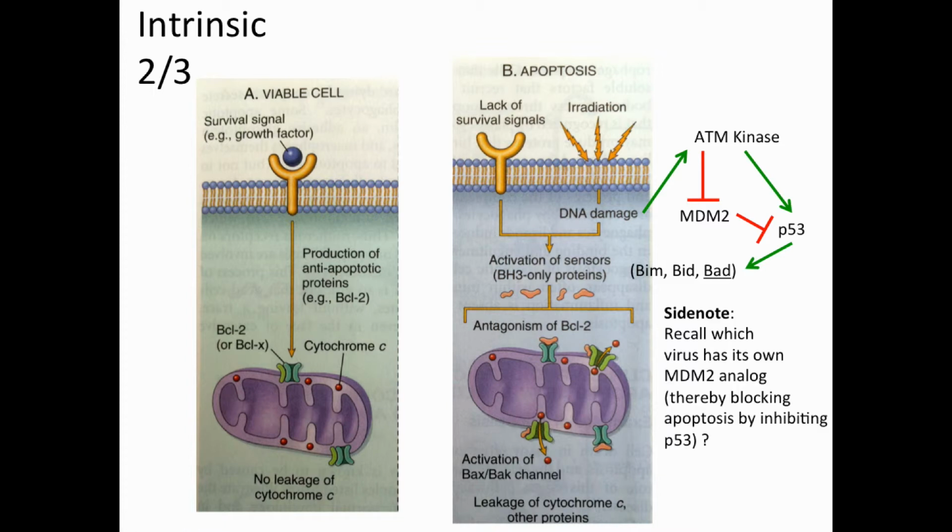And just as a side note, you recall which virus has its own MDM2 analog, and thereby, by having an analog, it's breaking down P53 and blocking apoptosis. Well, the virus, if you don't remember, it's HPV, and in particular, HPV's E6 protein. That's how it works. It's basically a viral MDM2. So then you always have P53 blockage, and you don't get induction of apoptosis.